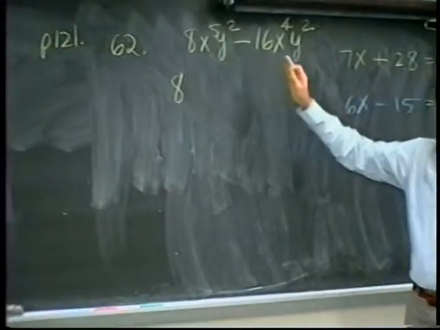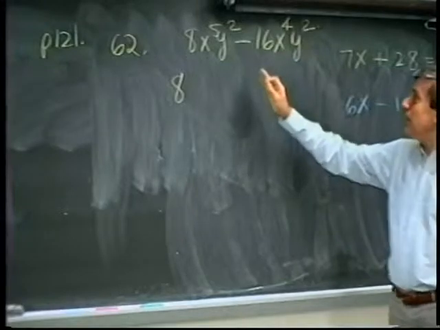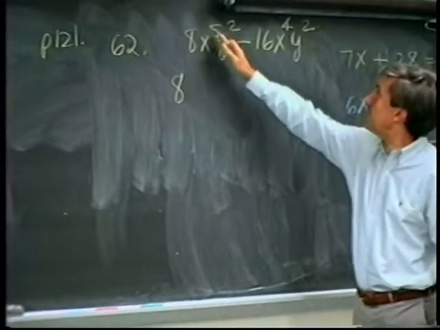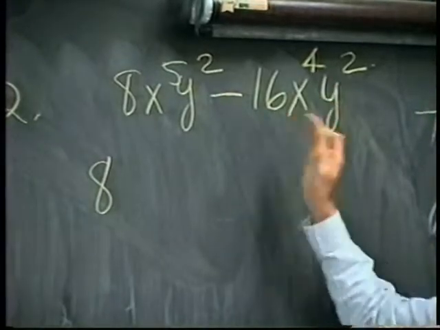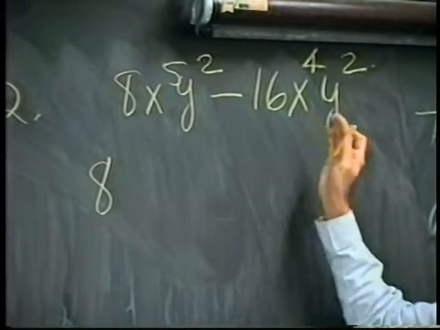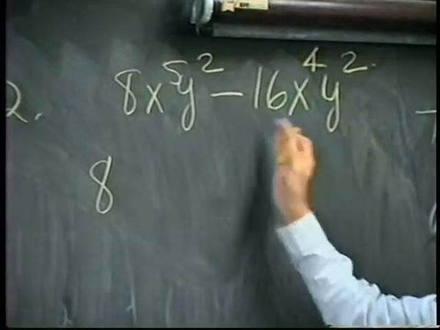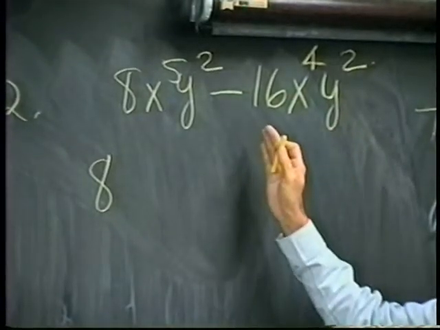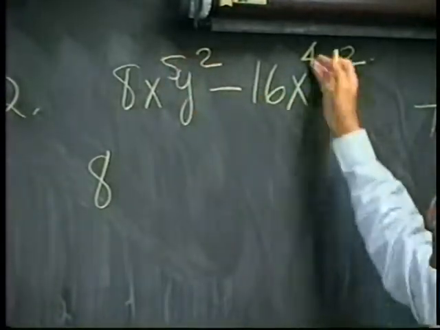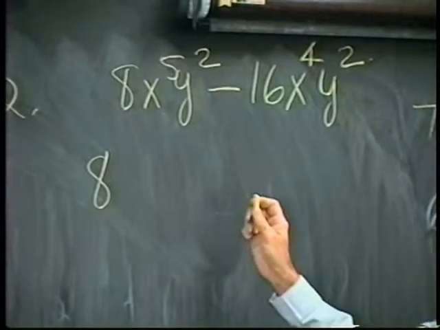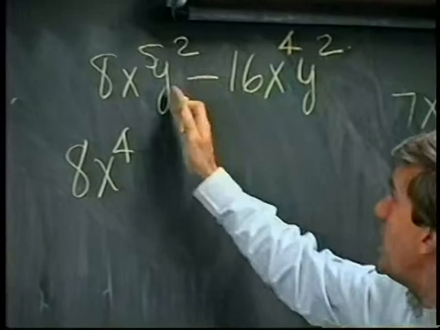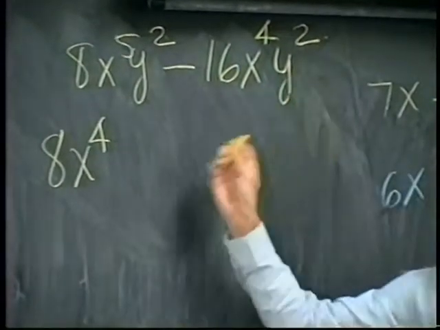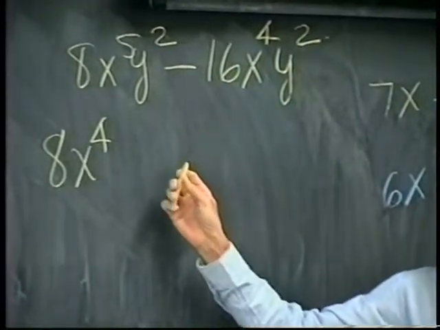What other factor might be common here? X. X to the 5th and x to the 4th. Now, when there are different powers involved, you'll find that the common factor is always the lowest power of the factor. So if you've got x to the fifth and x to the fourth, which of those is the lowest power? X to the fourth. So put that down, x to the fourth. And then y squared, well, we got y squared, don't we, as the common factor.